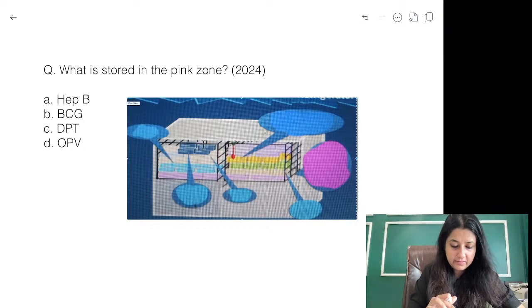Just give me 1 second. Just a second. Answer करो इसको.